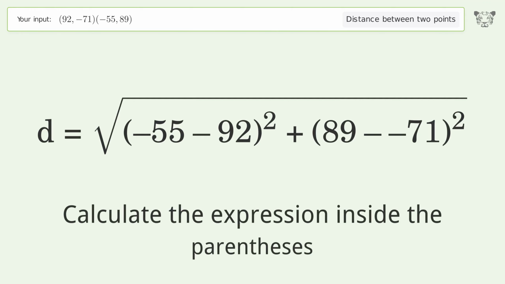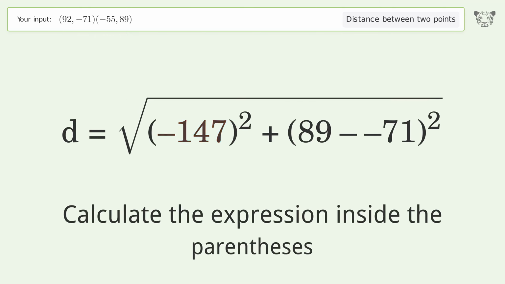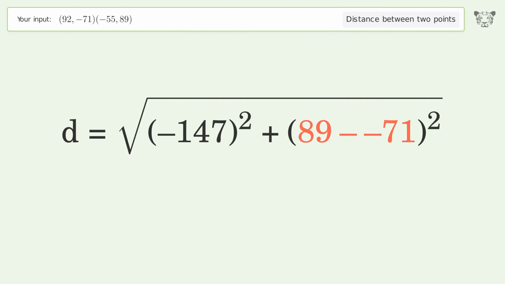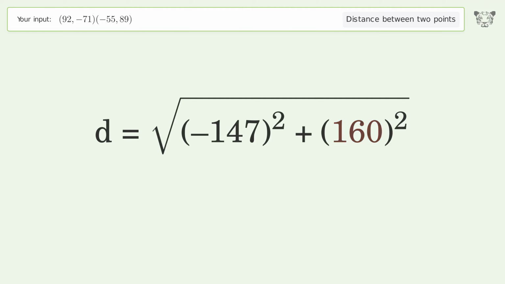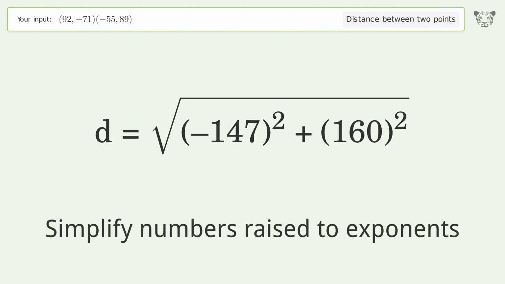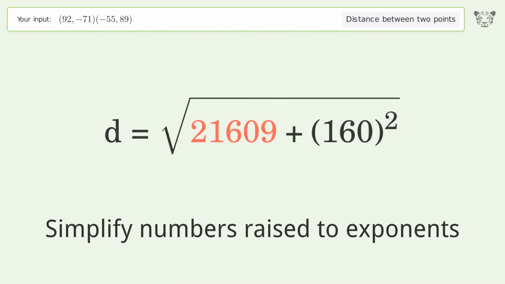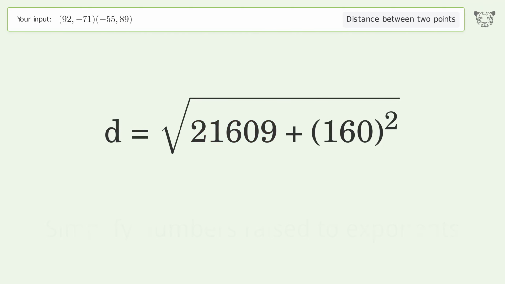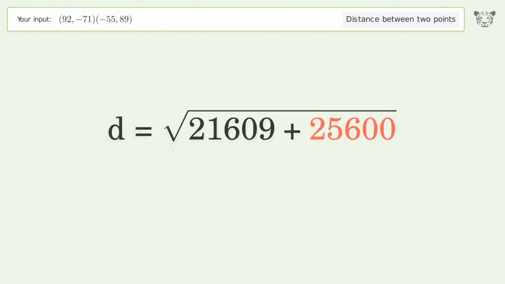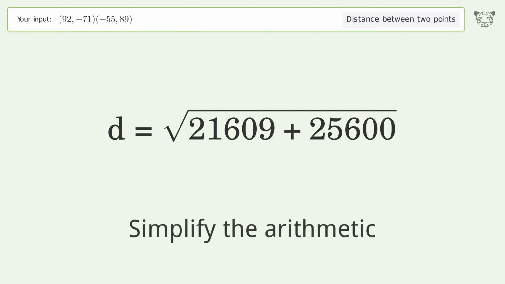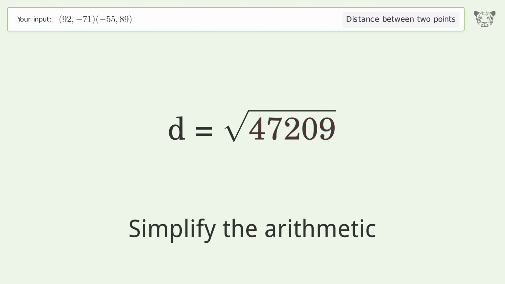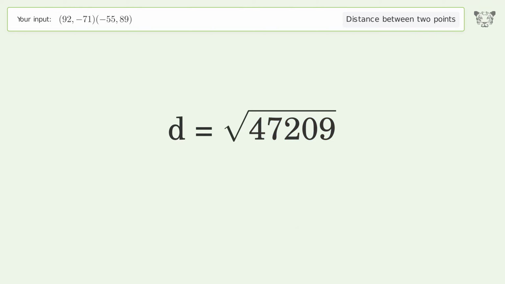Calculate the expression inside the parentheses. Simplify numbers raised to exponents. Simplify the arithmetic. And so the distance between the 2 points is the square root of 47,209, or 217.276.